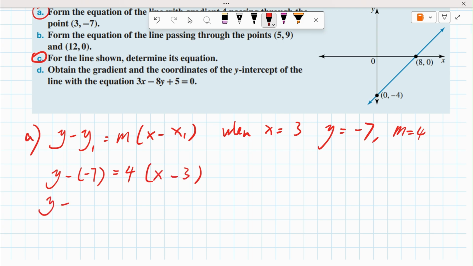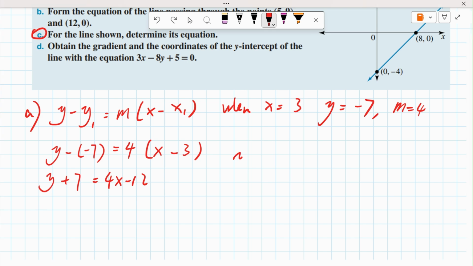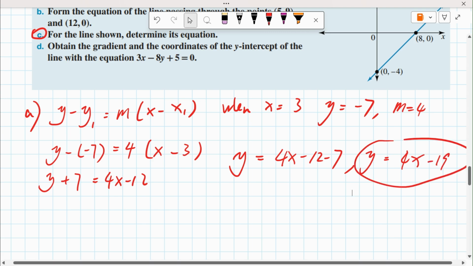So y plus 7 equal to 4x minus 12. What we do is expand the bracket, and then we move the 7, so y equal to 4x minus 12 minus 7. So y equal to 4x minus 19. Hopefully that makes sense.